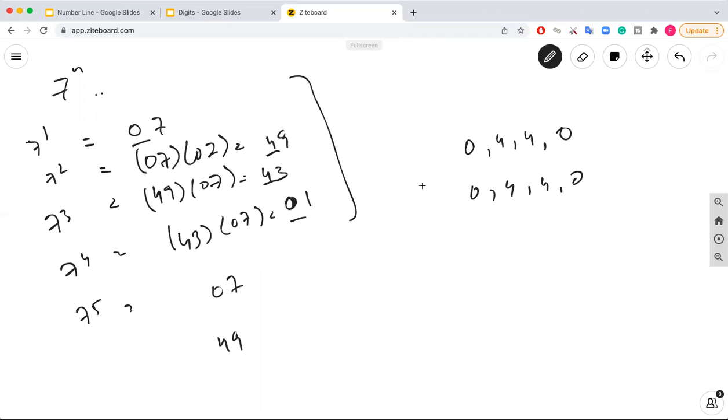No, would you please repeat? Where is the confusion? When we have 7 power 1, that is exactly 07, right? We are considering the tens digit. That's why I wrote down 0 at the start. Otherwise, this is just 7.